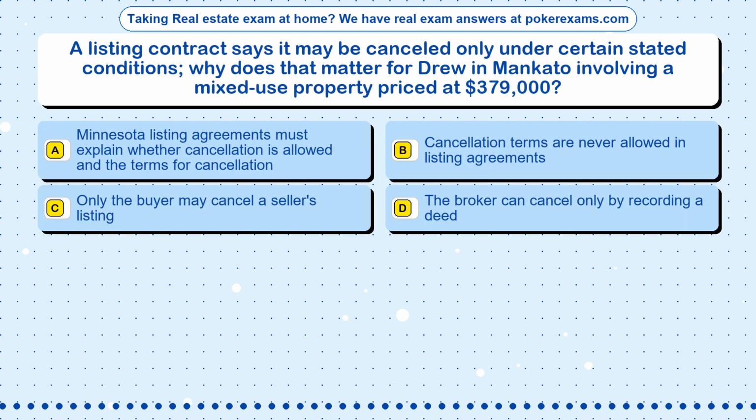Question 89. A listing contract says it may be cancelled only under certain stated conditions. Why does that matter for Drew in Mankato involving a mixed-use property priced at $379,000? Option A, Minnesota listing agreements must explain whether cancellation is allowed and the terms for cancellation. Option B, cancellation terms are never allowed in listing agreements. Option C, only the buyer may cancel a seller's listing. Option D, the broker can cancel only by recording a deed.